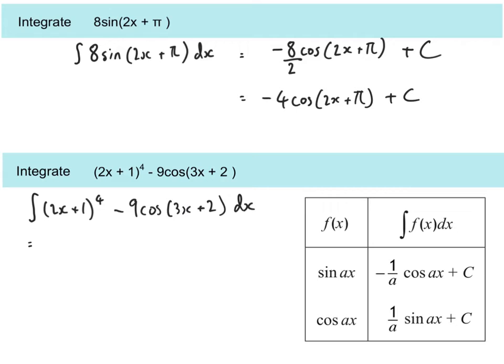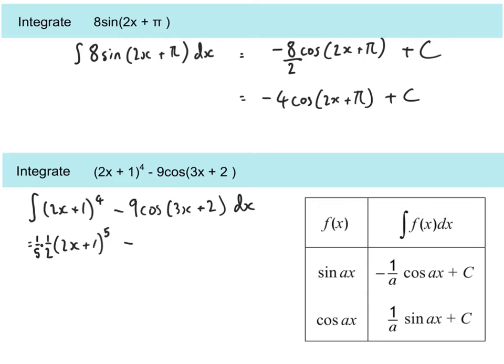Deal with the first bit first. The bit inside the brackets is not going to change. I have to increase my power, divide by this coefficient here, so I divide by 2, and then I divide by my new power. So I have got 1/5. That's the same as dividing by 5. I have integrated this bit. I'm not going to write down plus c because I'll include it with the plus c from this bit here.